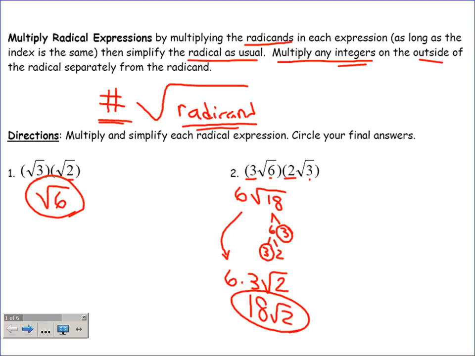Let me go over that one more time, just so you can see it. We multiply what's on the outside, the 3 times the 2, that gives us the 6 on the outside. We multiply the 6 times the 3 on the inside, so that gives us the 18 on the inside. At that point, we try simplifying the new radicand, which gives us 3 times the square root of 2. Multiply the 6 times just the 3, because those are the numbers on the outside, to give us 18 square root of 2. Okay? Questions on the first two? No, sir.